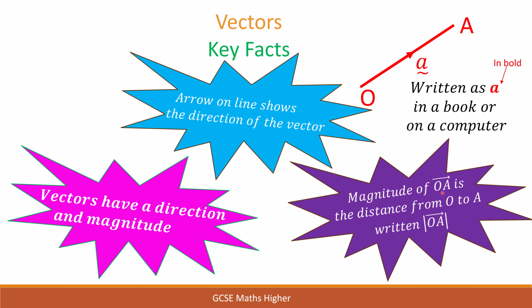So the magnitude of OA is the distance from 0 to A. So from here to here, the length of this line. And it can be written OA with the arrow above the top with two lines on the side. And these two lines either side here mean the magnitude. Now, as you go on to do higher level maths, you will find that this notation means other things, such as modulus, but for vectors, when you see this symbol, it means the magnitude and the length of the line between 0 and A. And you can use that shorthand notation in your exam.